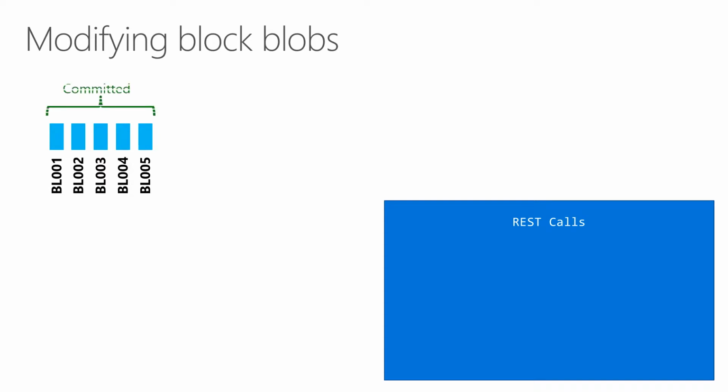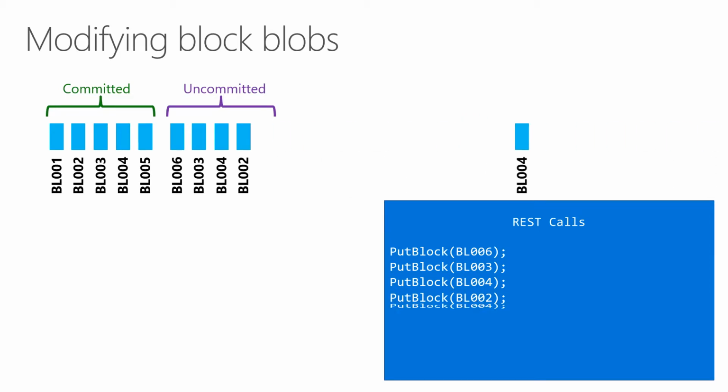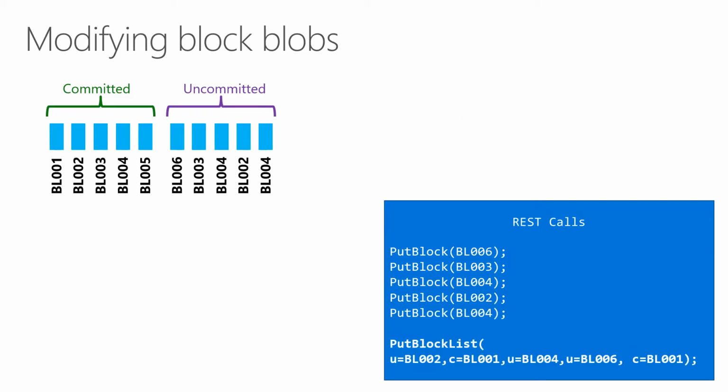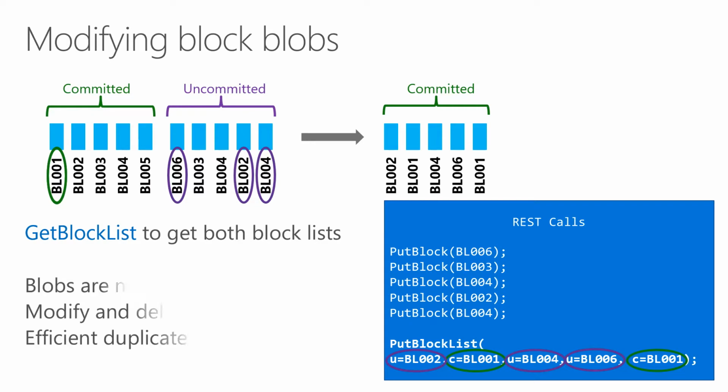So modifying blocks, updating something. Again, this is a process, committed, uncommitted blobs. You can see the REST calls on the right side. And in the end, we put it together using Put Block List, and upload only the changed parts.